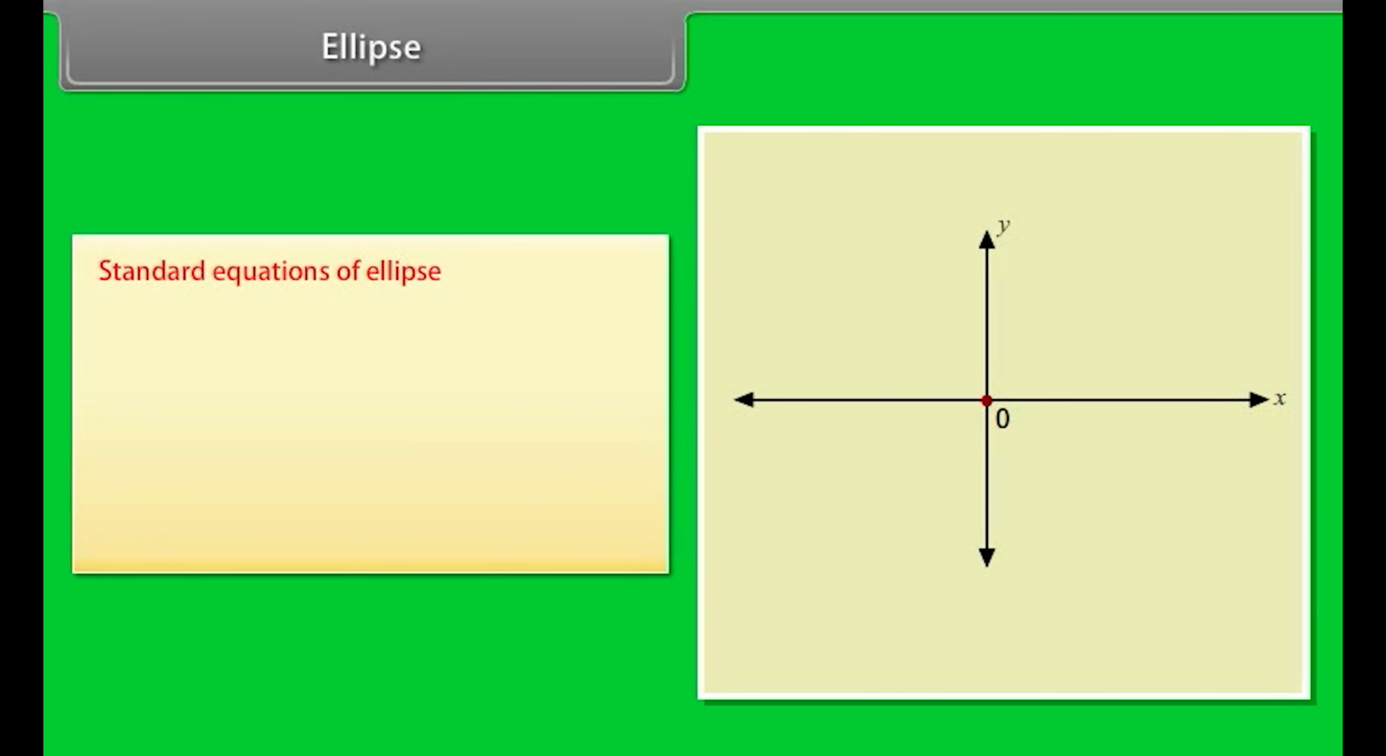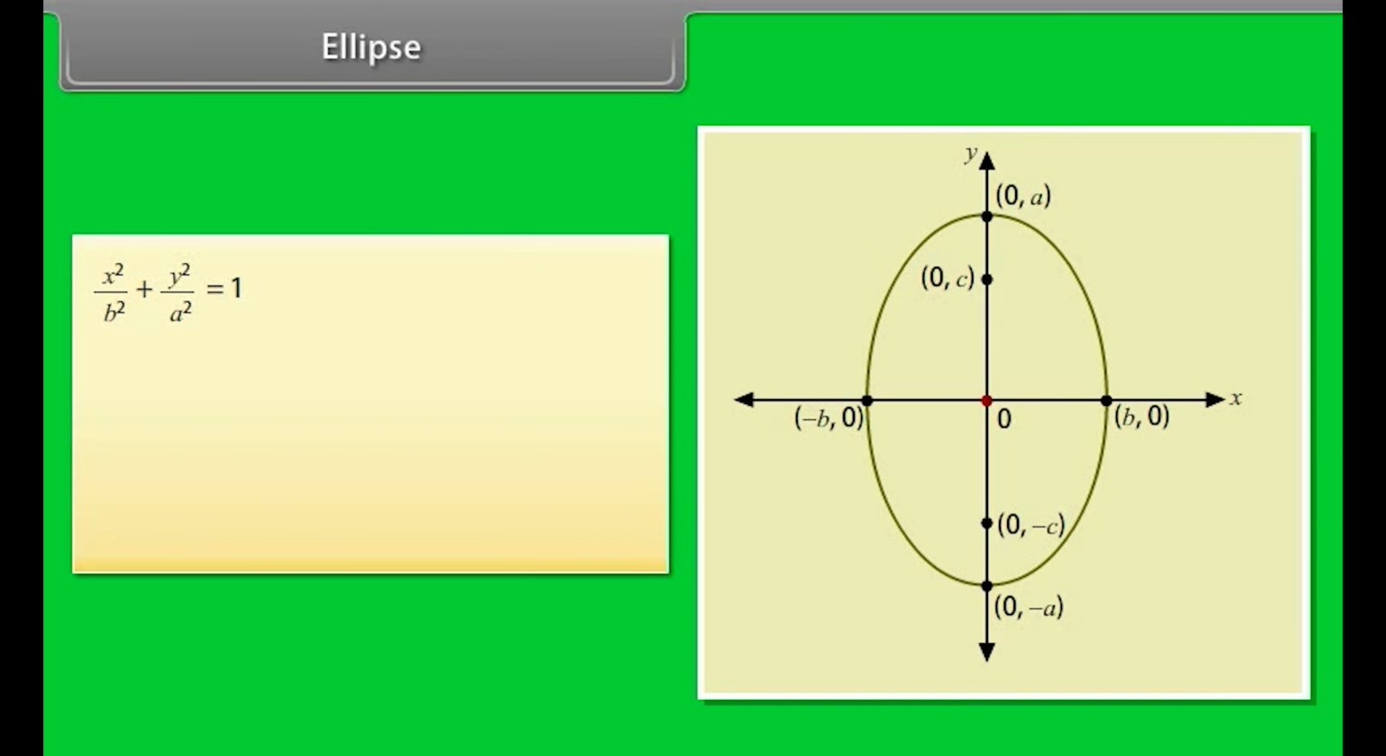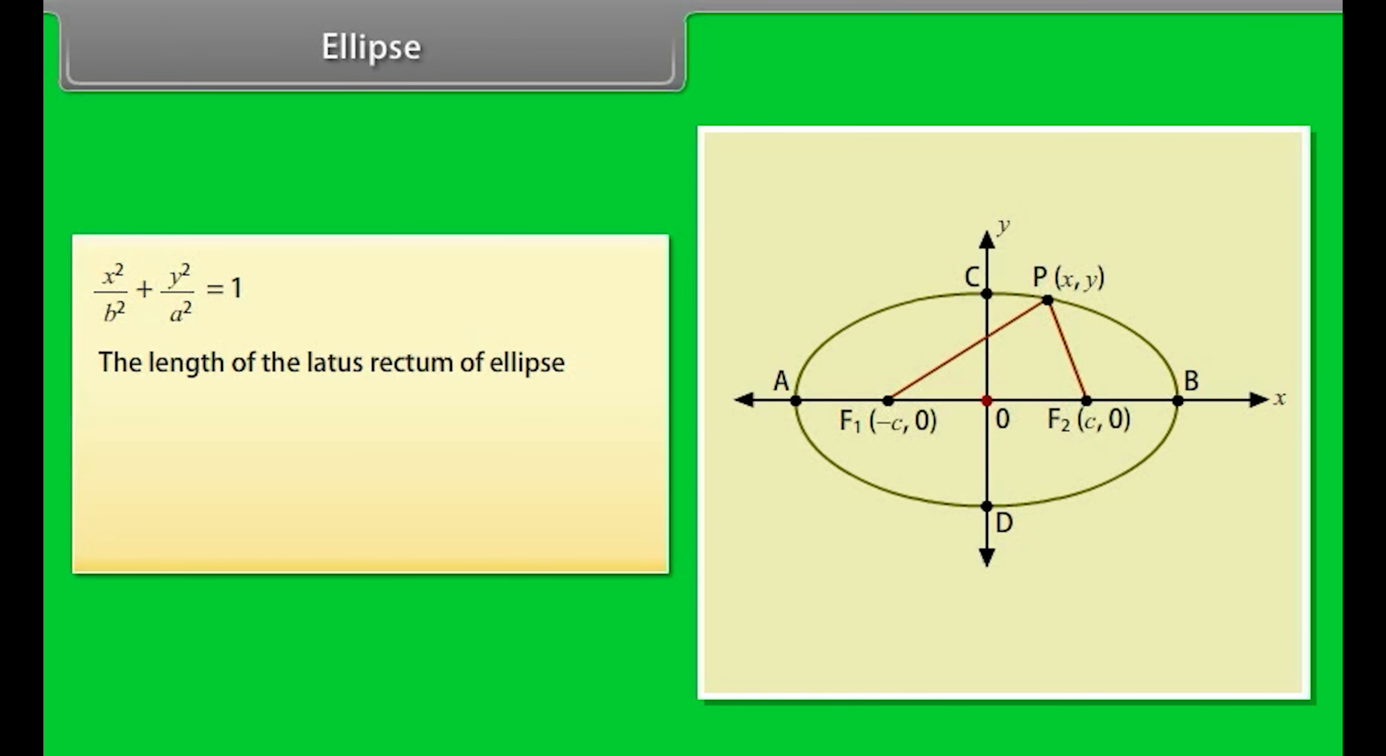Standard equations of ellipse. Let the center of the ellipse be at the origin and its foci on the x-axis or on the y-axis. Two such orientations are x squared upon a squared plus y squared upon b squared is equal to 1, and x squared upon b squared plus y squared upon a squared is equal to 1. The length of the latus rectum of the ellipse x squared upon a squared plus y squared upon b squared equal to 1 is 2b squared upon a.